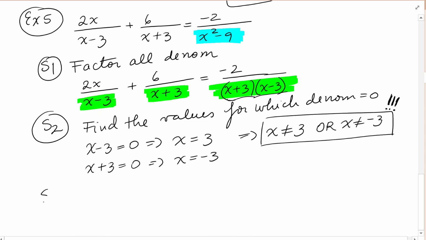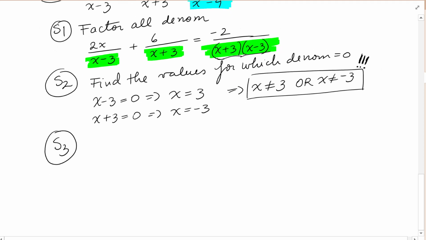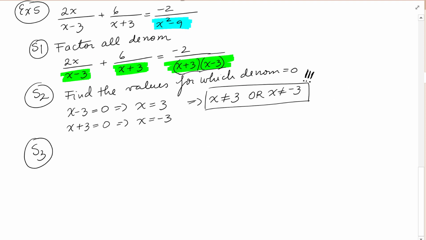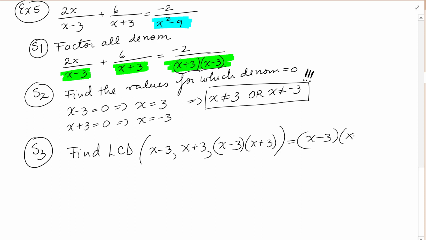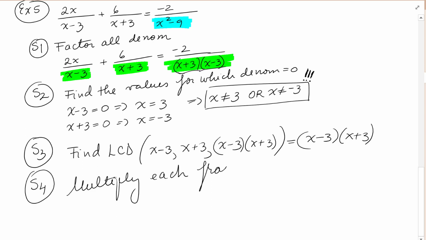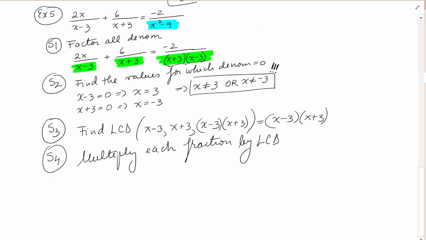So let's do step 3. Step 3 is find LCD. Find LCD of x minus 3, x plus 3, and x minus 3 times x plus 3. Well, LCD is exactly the product, x minus 3, x plus 3. What do we do with this? Step 4, multiply each fraction by LCD.